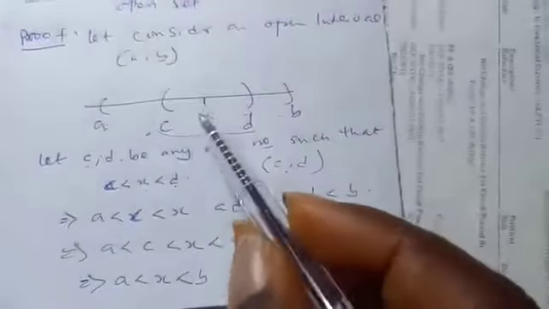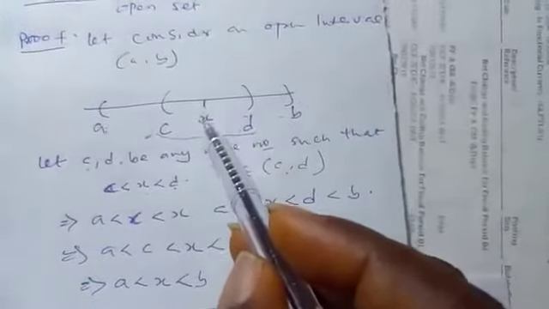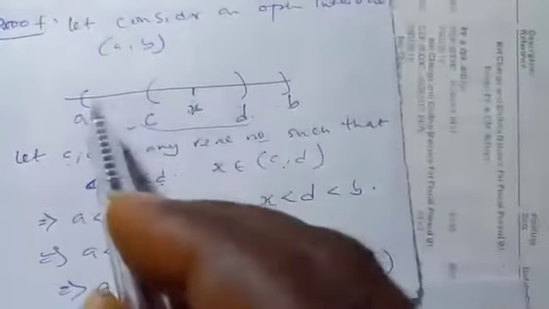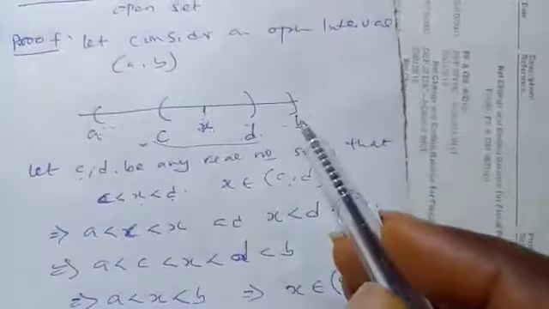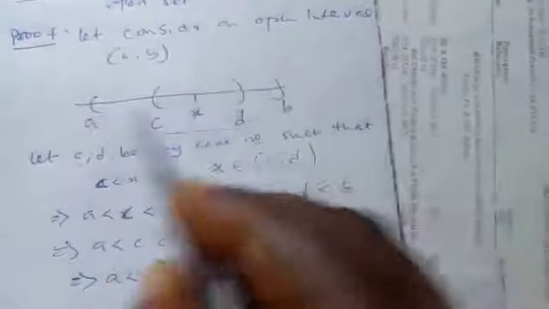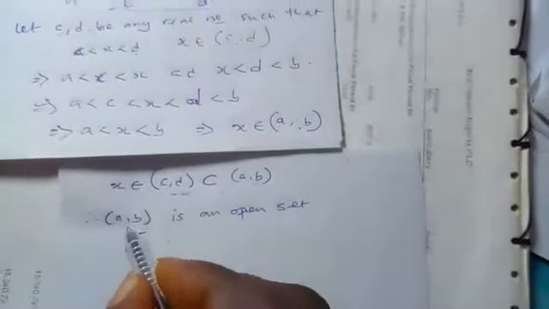And how do we do that? If you have picked an element x, and it is inside (c, d), the element must also be inside (a, b), since (c, d) must be a subset of (a, b), which we have seen here. So in that case, every open interval is an open set.